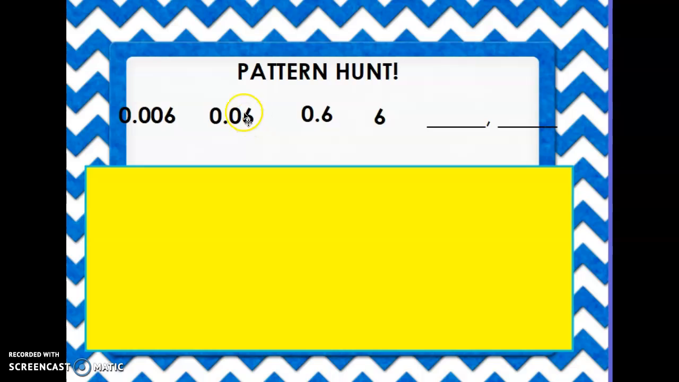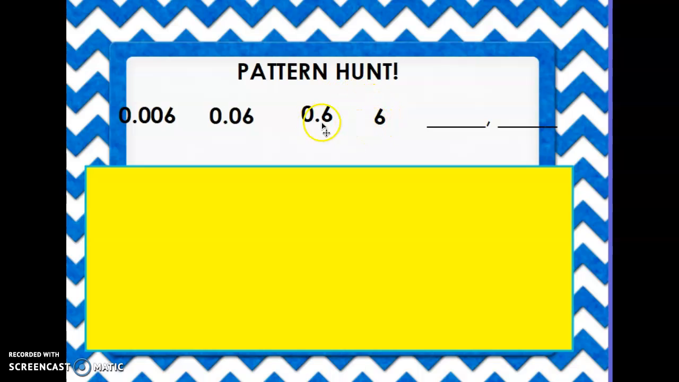Ooh, the 6 has changed positions. It's no longer 3 spaces from the decimal, it's only 2. So 0 and 6 hundredths. Okay, all right, let's continue on in this pattern. Ooh, the 6 has changed position yet again. It went from 3 spaces away from the decimal to 2 to now 1. And I have 0 and 6 tenths. Okay, all right, let's keep going.